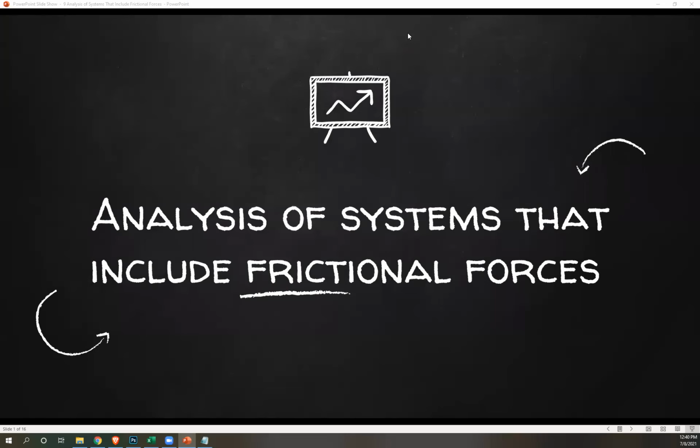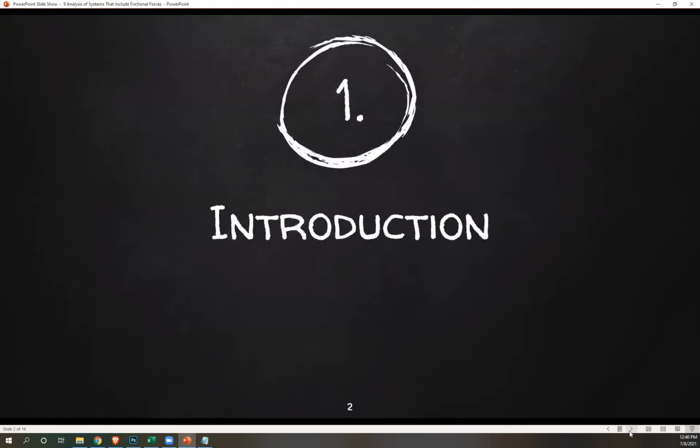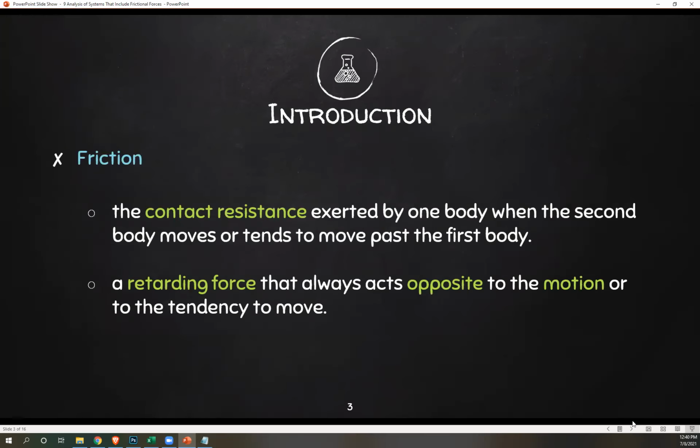The next topic and the last topic for this module is analysis of systems that include frictional forces. So this topic should be familiar to you guys because it's the same topic in your physics classes, friction. Okay, so as usual, introduction.